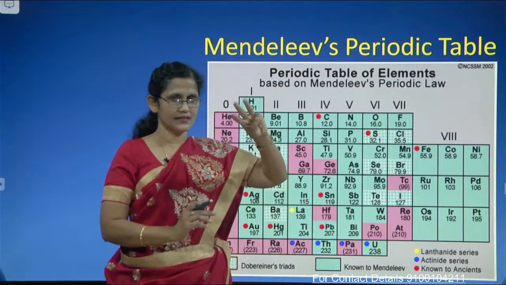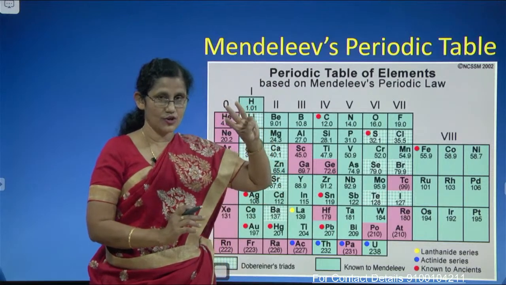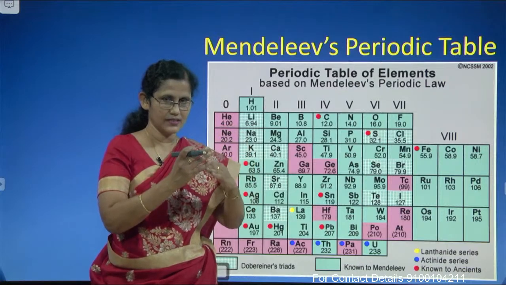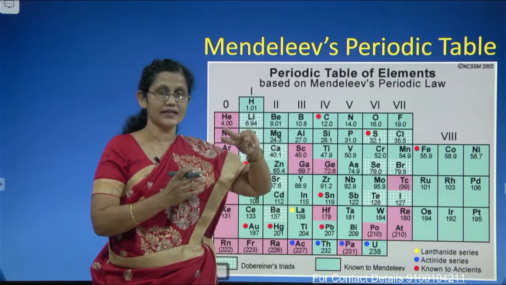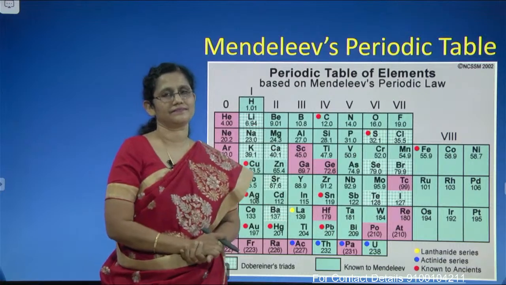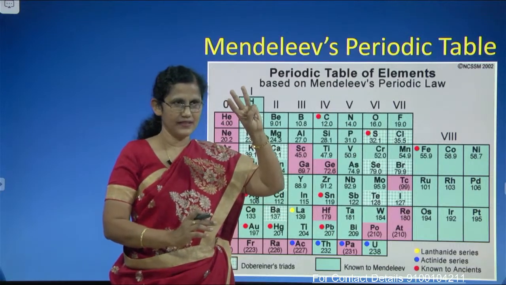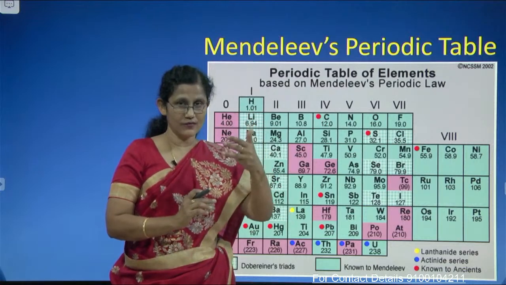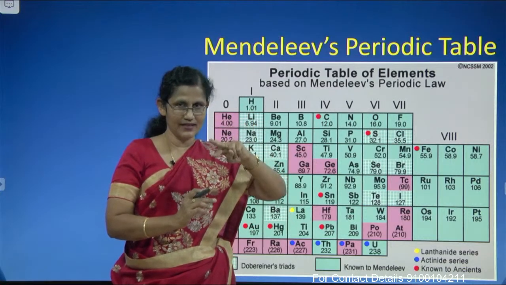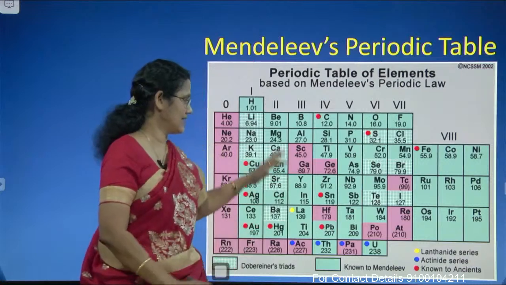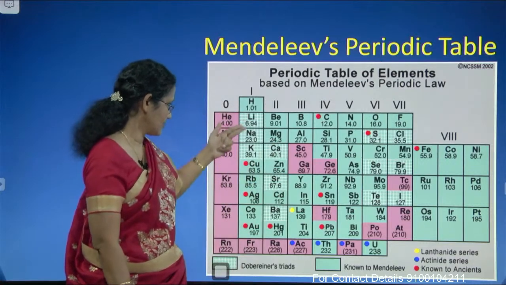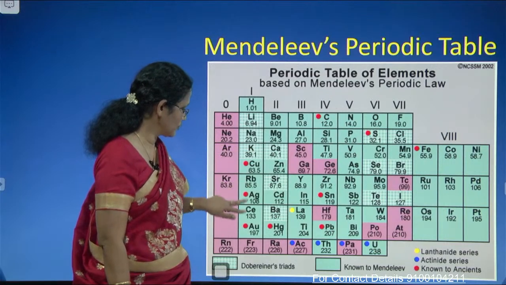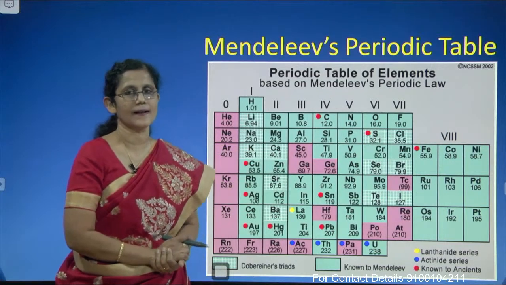The first 3 periods are short periods. From the 4th period onwards, 2 rows together form one series. That is how he classified them: first 3 periods short periods, and from the 4th period onwards, 2 rows together, one series.